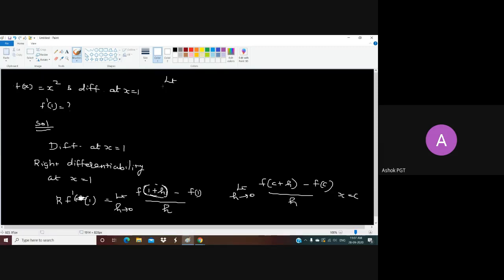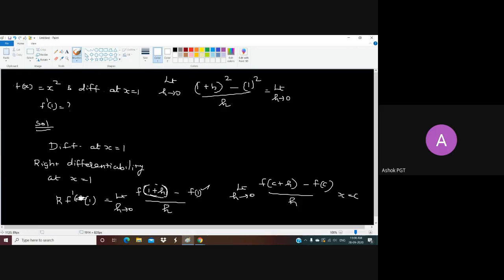Hence we can write this as limit h tends to 0. We are giving 1 plus h as an input for the x square function. So it becomes 1 plus h whole square minus, and here 1 is given as an input for the function x square, so it becomes 1 square, whole divided by h. And it can be simplified as limit h tends to 0. There are two ways. You know that it can be simplified using the a plus b whole square formula, and then we can subtract 1 from it.